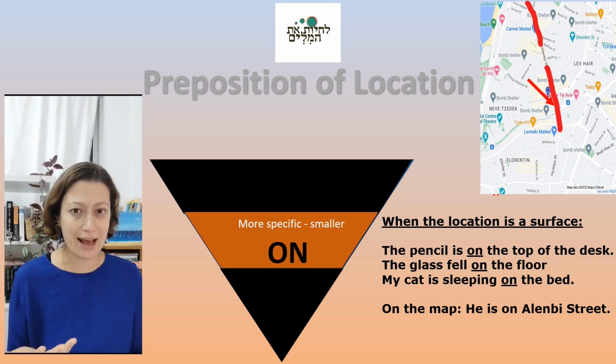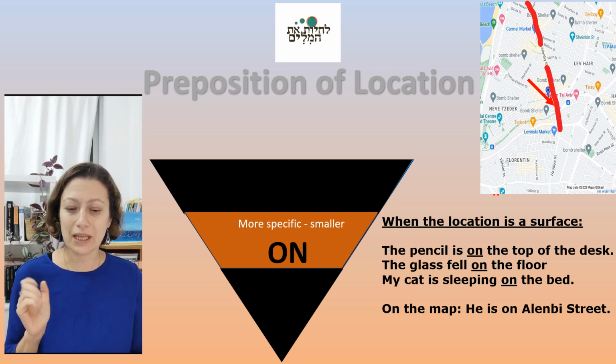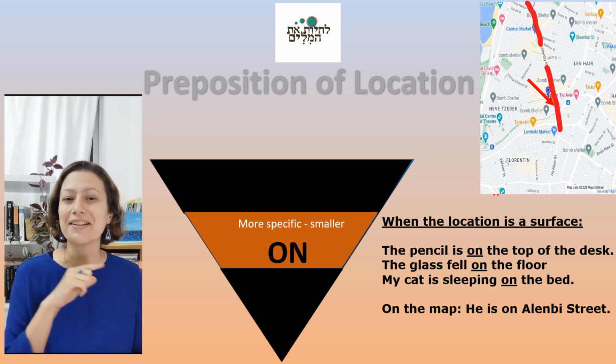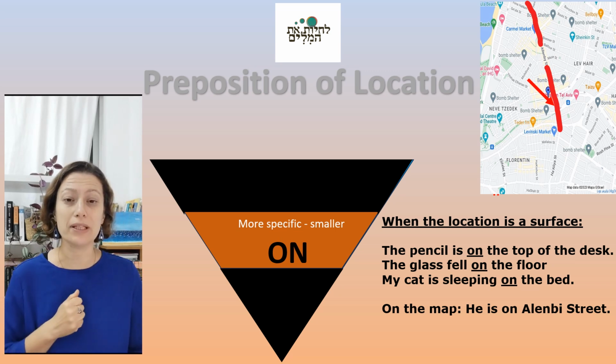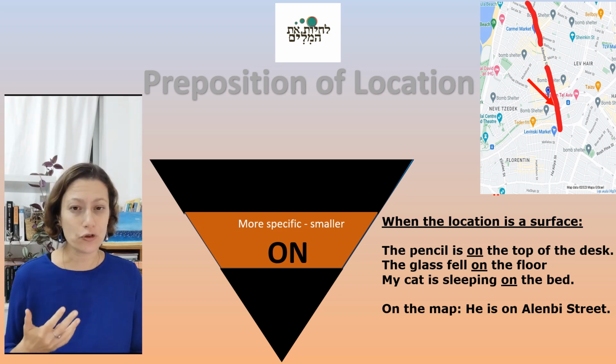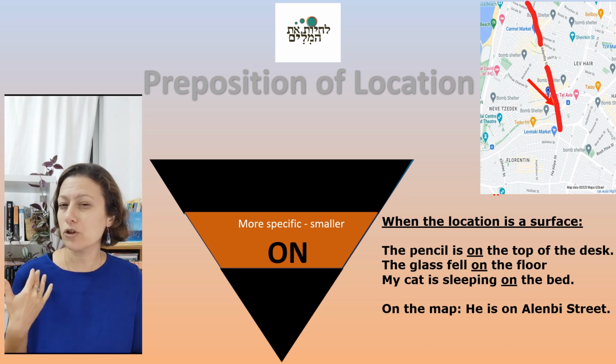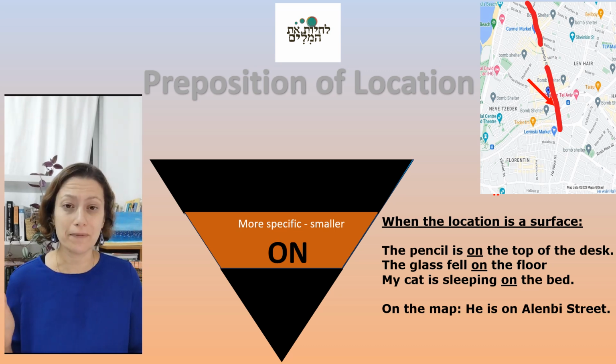But when we look at a map, then on is anything that is a line on that map, okay? So we'll say, I'm on the street. The soldiers are on the border, all right?